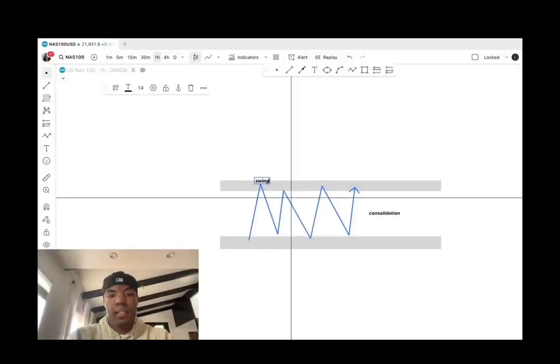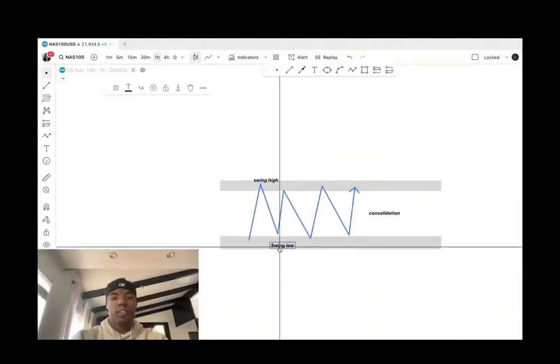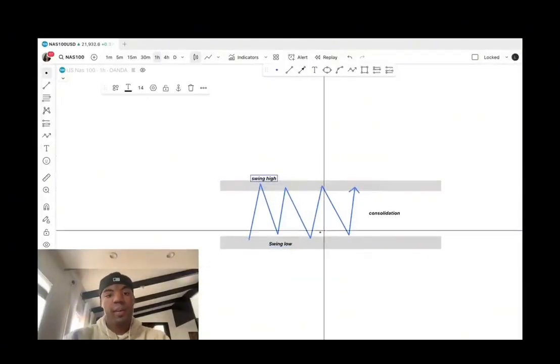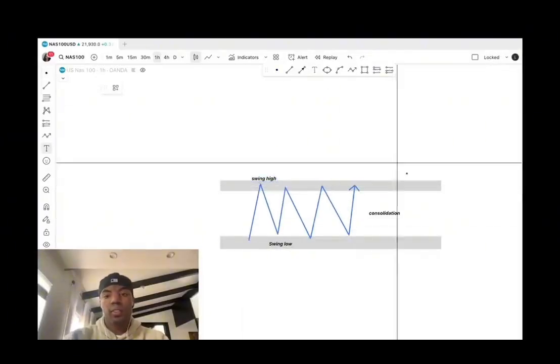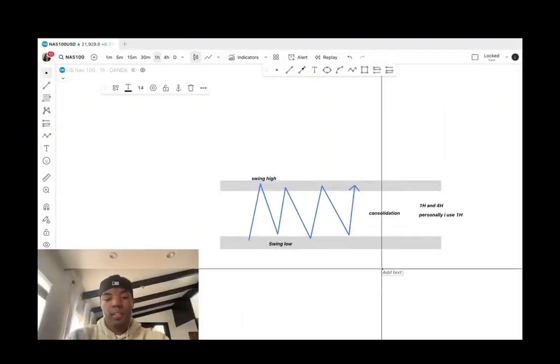We also have swing high, and then we have swing low, right? Swing high, swing low, swing high, swing low. So all of these are swing highs. Right now we have our swing highs and swing lows. So in that consolidation, all we wait for in this level. So once again, we trade 1 hour and 4 hour time frames. So 4 hour is for long-term swings, and then this is more for my day trade swings.